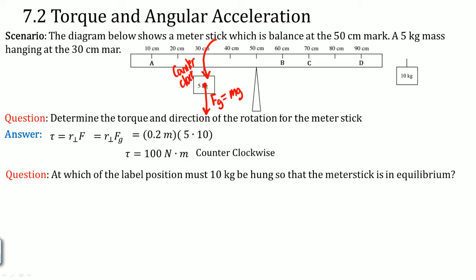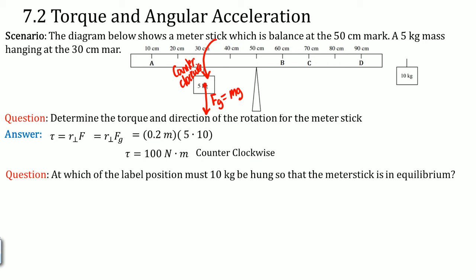And then the next question asks, at which label position must this 10 kilogram object here be hung so that the meter stick is in equilibrium? Well, we can already knock off the answer A because if we put the 10 kilograms on the A side, it's just going to help the 5 kilogram object. So there's no way it's going to be in equilibrium. It has to be placed on the B, C, or D side so that it does balance. That's the reason why you could knock off A.